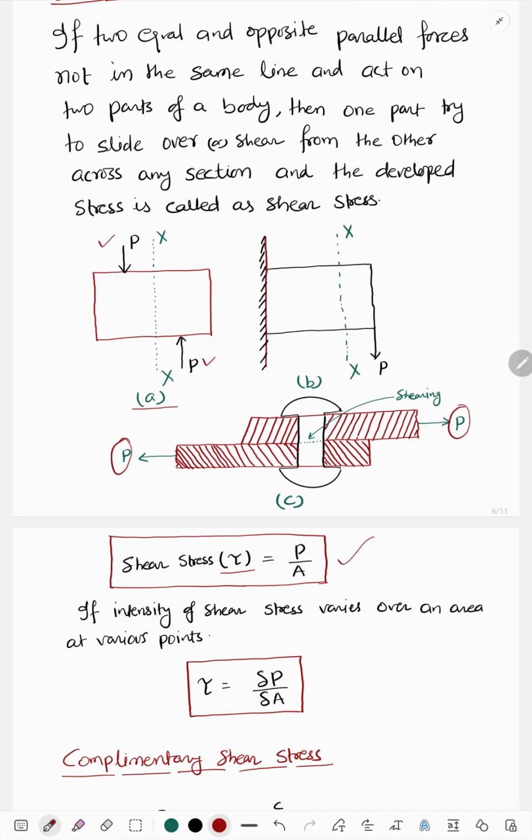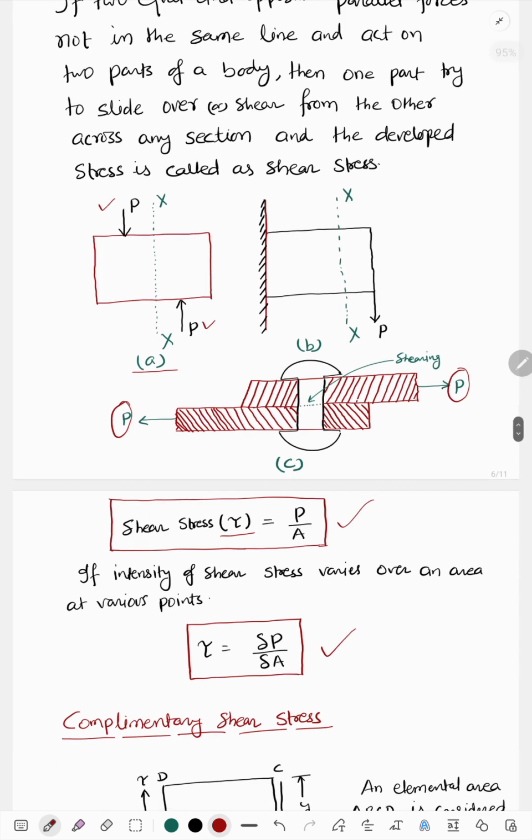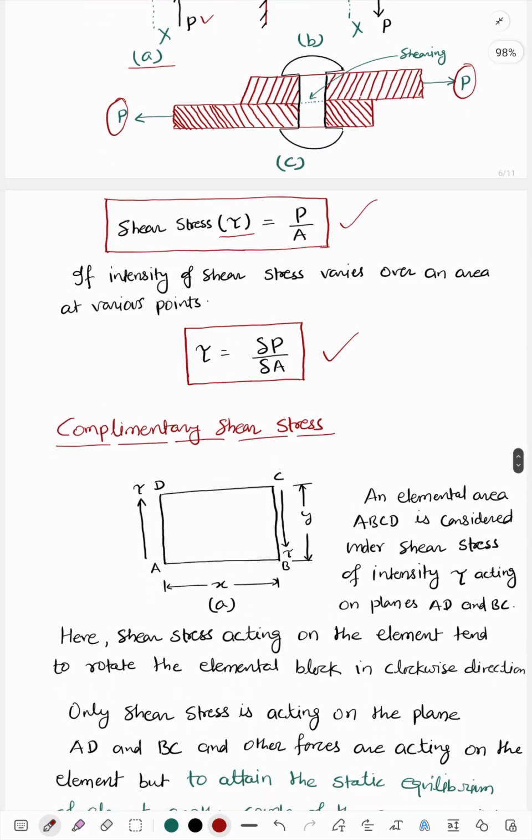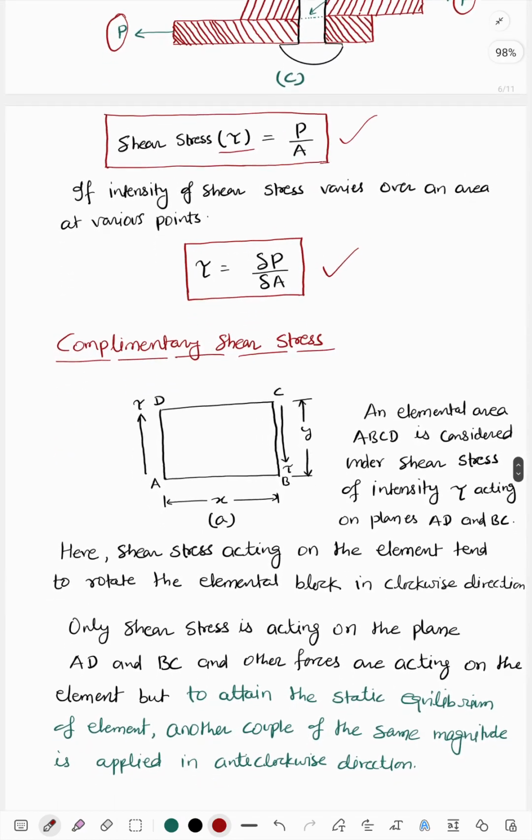Next we will go for complementary shear stress. This one we did. Now, how do we define complementary shear stress? For this we need to take a solid body, and from it take one element, an elemental area ABCD.